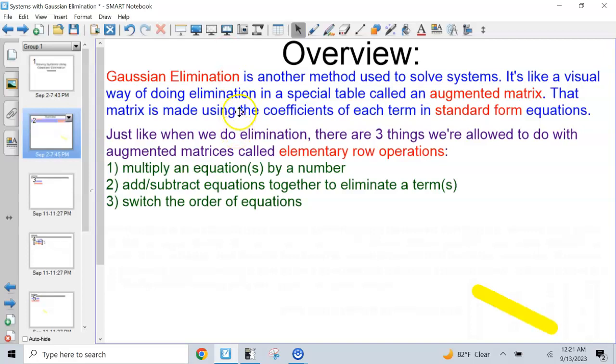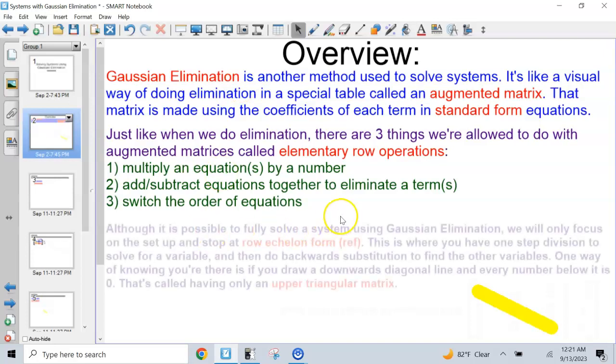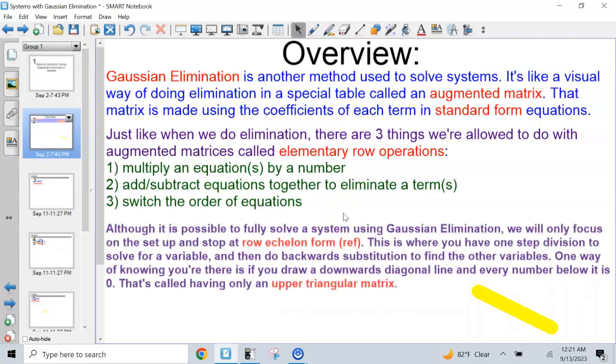operations. We can multiply an equation by a number, we can subtract equations to eliminate terms, and we can switch the order of equations. And although we can solve a system fully with Gaussian elimination, we're going to focus on the setup only and stop at REF, which is row echelon form. This is where you have one-step division to solve for a variable, which you then plug in, doing backward substitution to find the other variables.